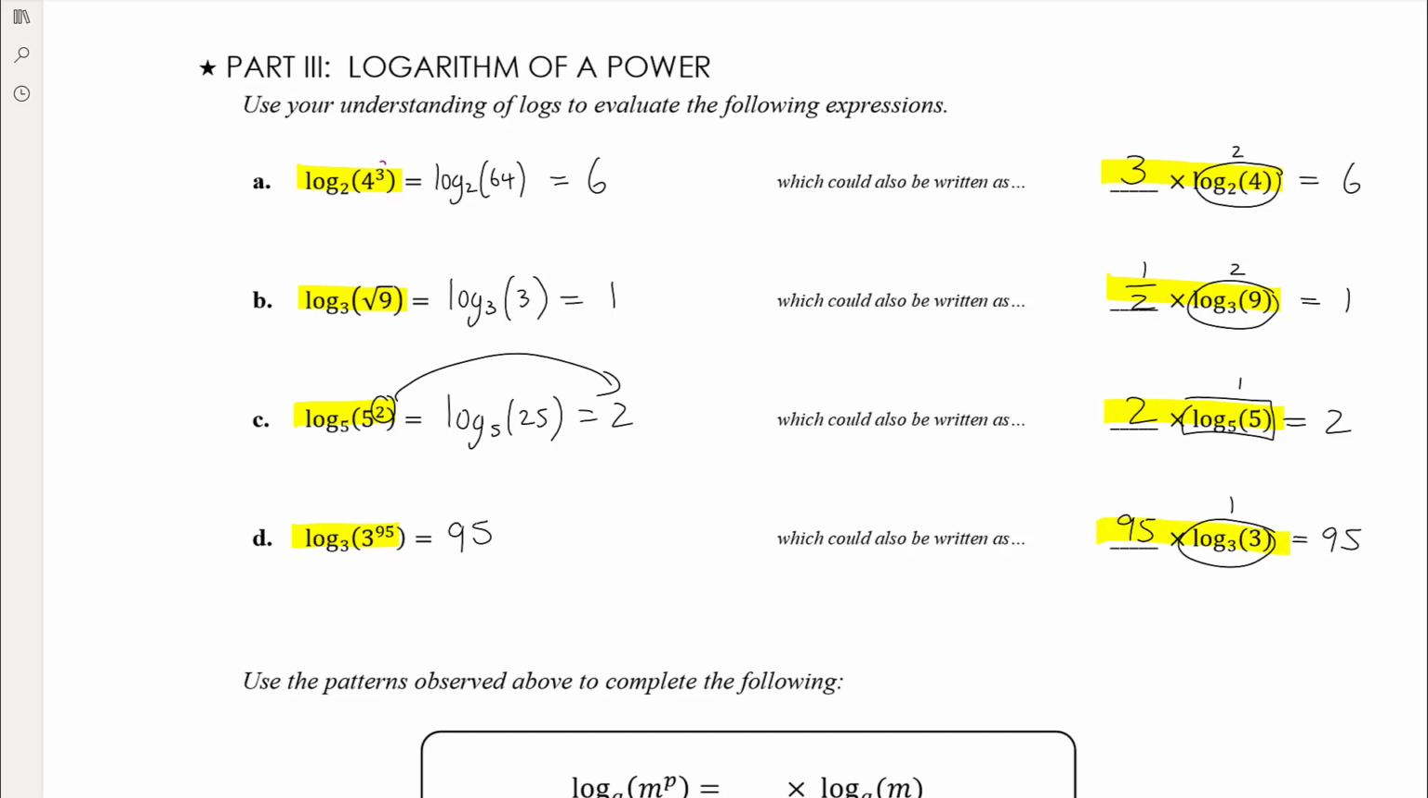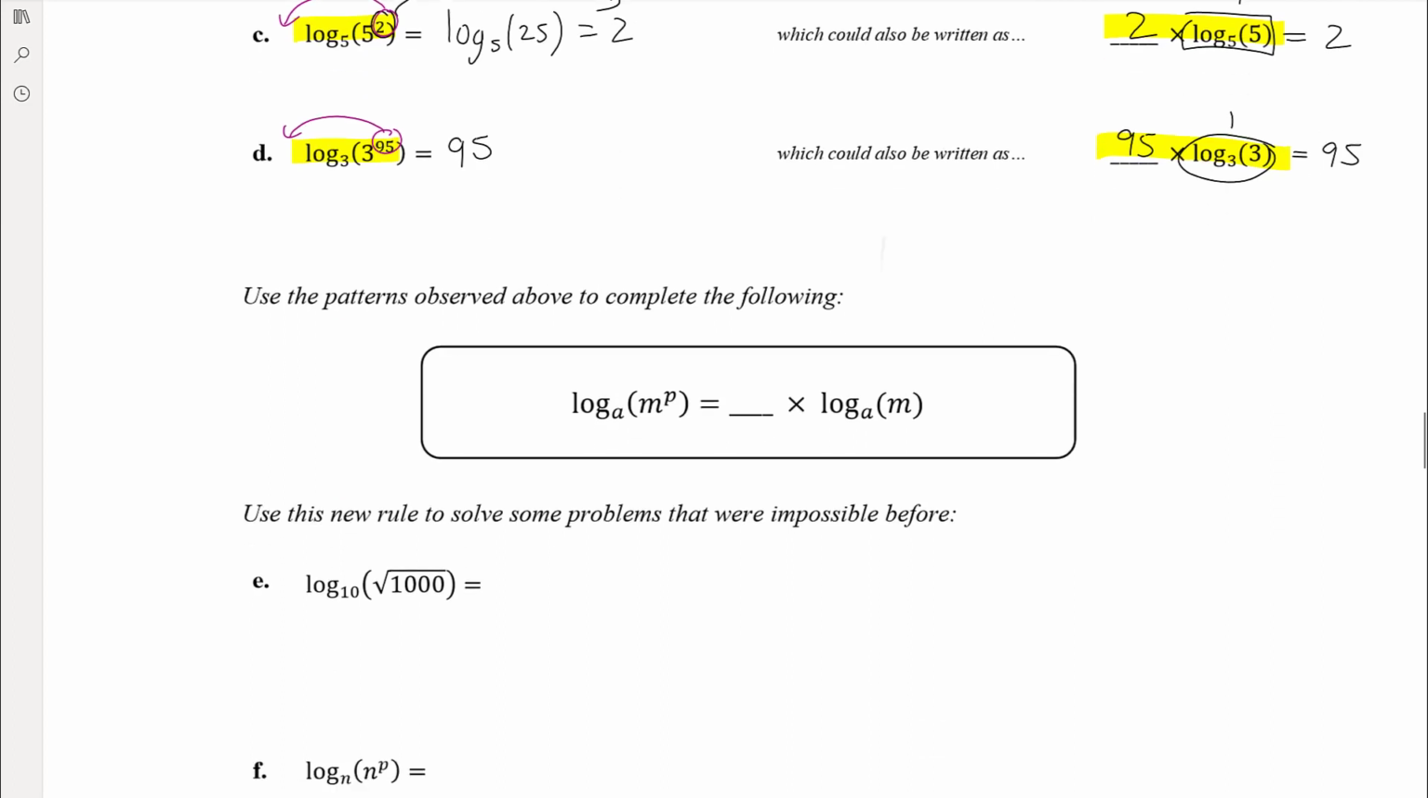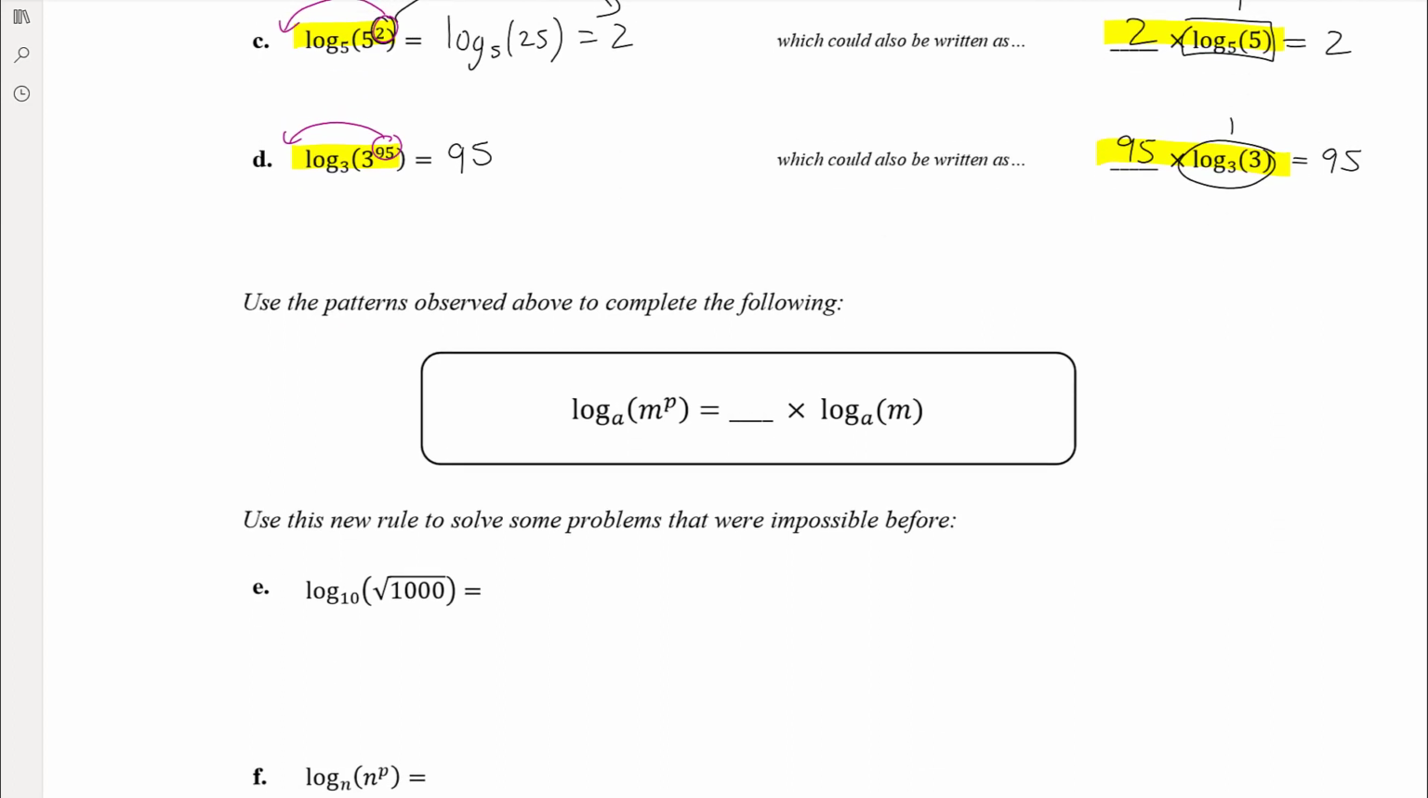So what we're seeing here is when we have log of a power, we can take this power out the front. It's the same as 3 times log base 2 of 4. This is 9 to the half, and we can take that power of a half out the front. It's the same as half times log base 3 of 9. We can take this power out the front. It's the same as 2 times log base 5 of 5. We can take this power out the front. It's the same as 95 times log base 3 of 3. So if we have log of a power, log base a of m to the power of p, we can bring that power out the front of the log and have p times log base a of m.